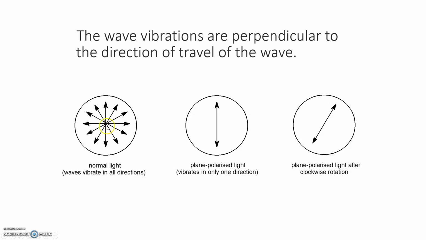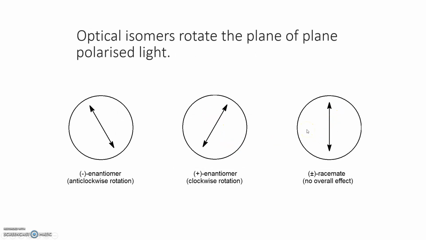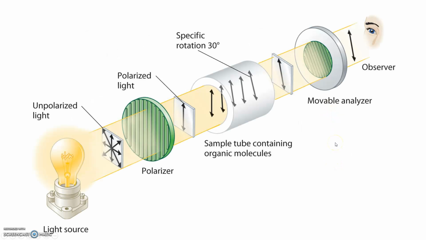Normal light from the sun or from a light bulb vibrates in all directions. Plane polarized light, on the other hand, only vibrates in one direction. We can observe the rotation of that light if we pass it through an optically active substance. Optical isomers rotate the plane of plane polarized light in one of two directions. The plus enantiomer will rotate it in the clockwise direction. The minus enantiomer will rotate plane polarized light in the anti-clockwise direction. A racemate is a 50-50 mix, so it'll have no overall effect.